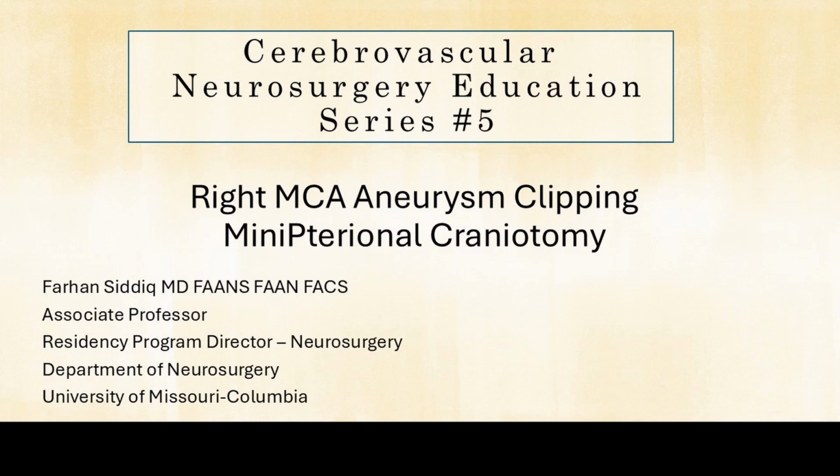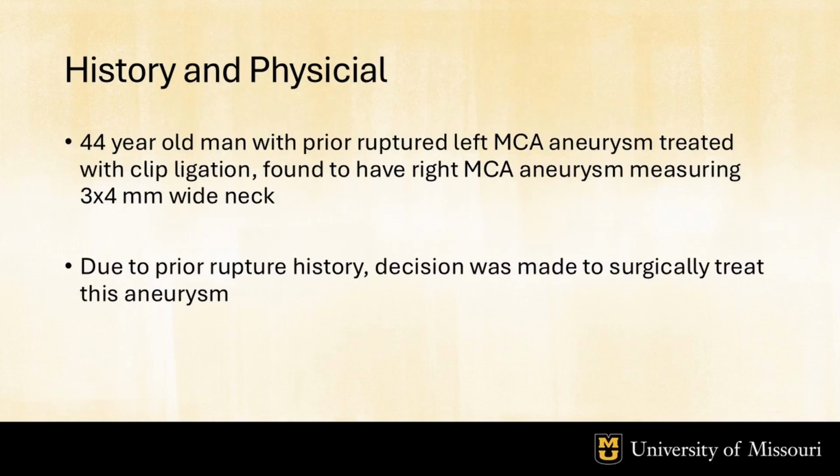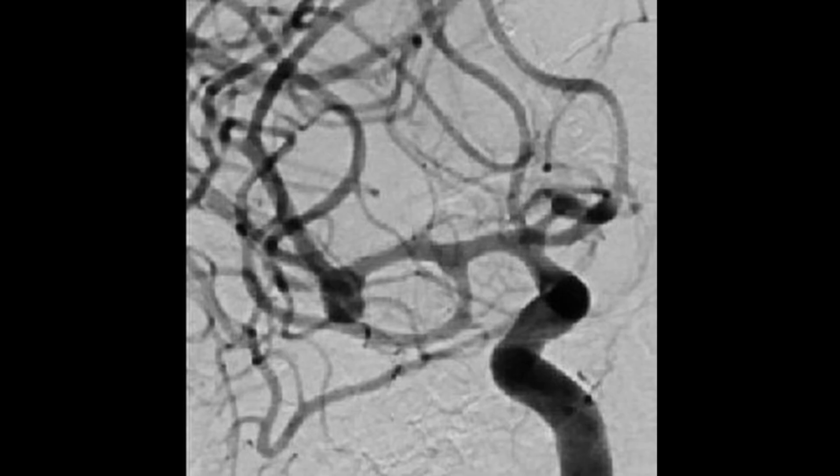Cerebrovascular Education Series number 5, Right Middle Cerebral Artery Aneurysm Clipping through Mini Pterional Craniotomy. Our gentleman is a 44-year-old man who presented with prior rupture from a left middle cerebral artery aneurysm, which was treated with clip ligation. He was found to have a right middle cerebral artery aneurysm, 3 by 4 millimeter, wide neck, and the decision was made to treat it surgically at a later date.